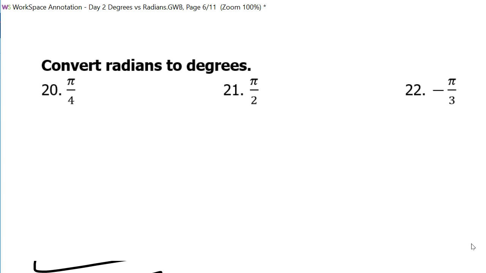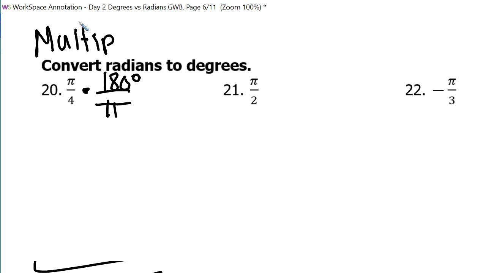Next section. Now we are doing the opposite. Now we are converting from radians to degrees. So if you're going from radians to degrees, you need to cancel the pi symbol. So this time pi needs to be in the denominator. 180 degrees needs to be in the numerator. So if you're converting from radians to degrees, you need to multiply by 180 degrees over pi.